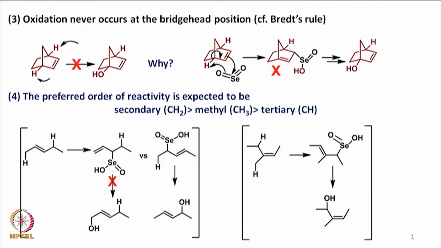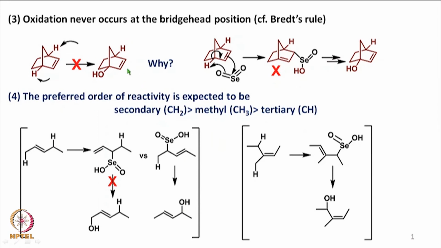According to the third rule, oxidation never occurs at the bridgehead position, and that is because of the Bredt's rule. If we take a compound of this kind which has 2 bridgehead allylic hydrogens which are symmetrical, we expect the oxidation with selenium dioxide to give this particular allylic hydroxy compound. But since this hydroxy group is at the bridgehead position, we do not get this molecule.